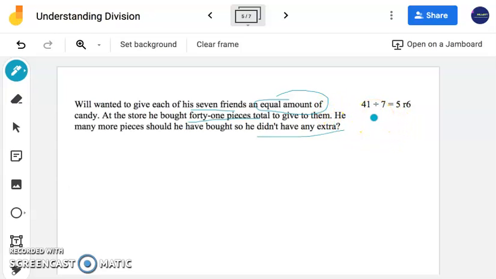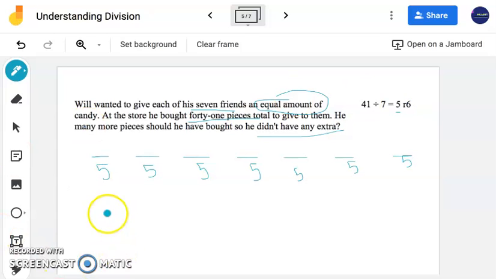I'm not going to draw out 41 circles this time, but we will know that he has 7 friends. So as of now, this quotient is telling me, well, each friend can get 5 pieces of candy. And we have 7 friends. So I'm just going to draw out 1 friend, 2 friends, 3, 4, 5, 6, 7. So those are each of the friends. And this problem is telling us that each friend can get 5, 5, 5, 5, 5, 5, 5. So each friend can get 5 pieces of candy. But now we have 6 left over.